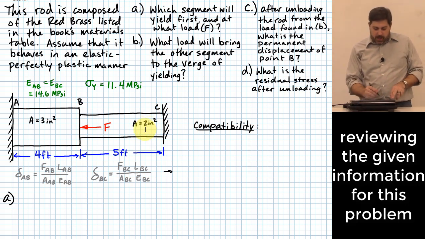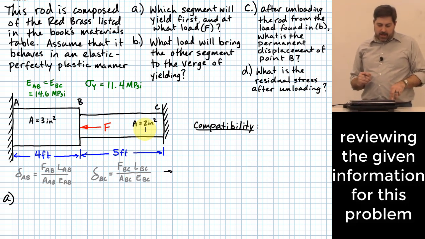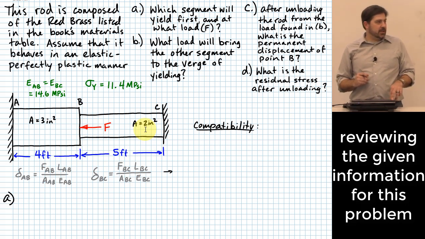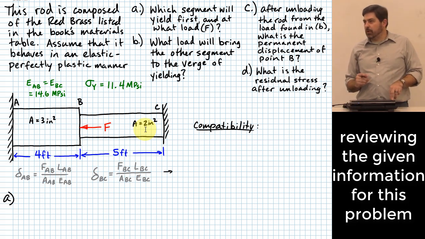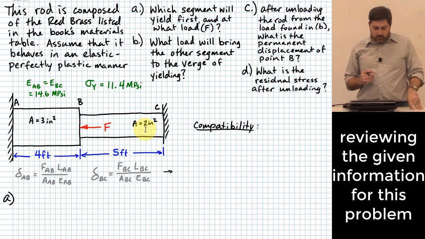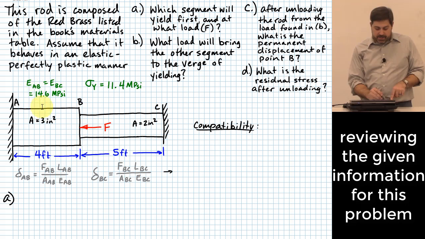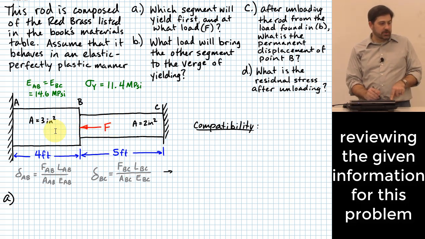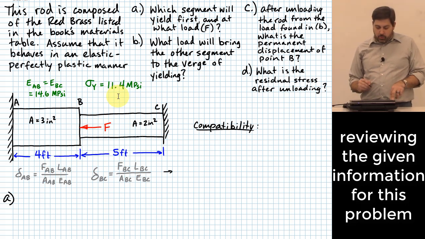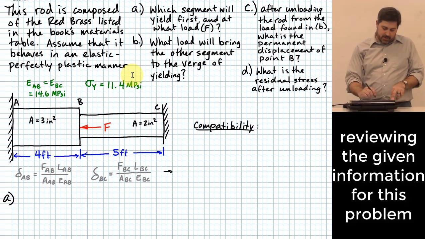It says that this rod is composed of red brass, and we're going to assume that it has the properties that are listed for red brass in the properties table that we have in our textbook, which I have listed here. The elastic modulus is going to be the same for both parts because this is all one material, 14.6 Mpsi. And then the yield strength is another thing that we're going to need to know. It is going to be 11.4, and sorry, I think this was supposed to be ksi, not Mpsi.